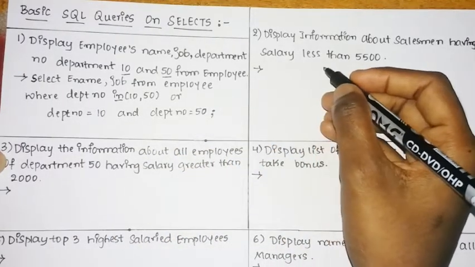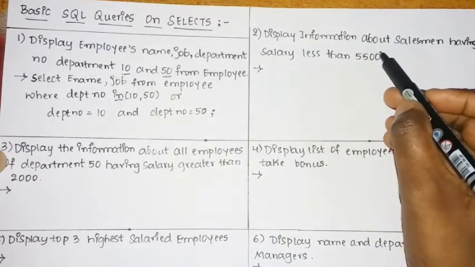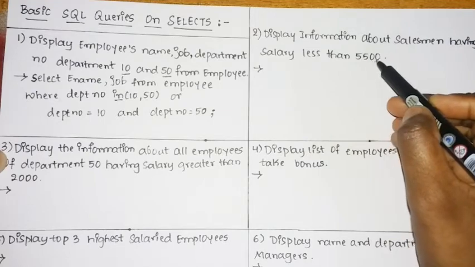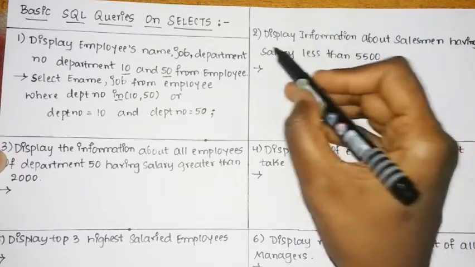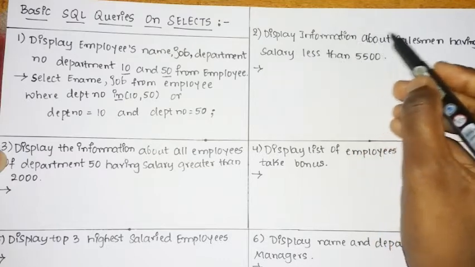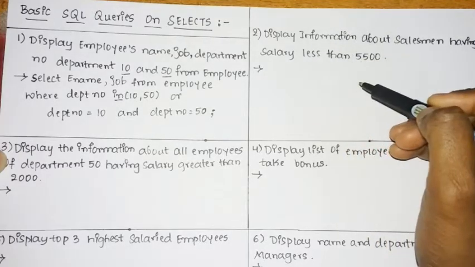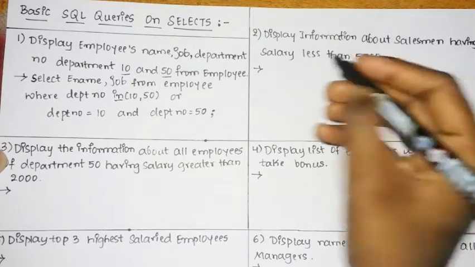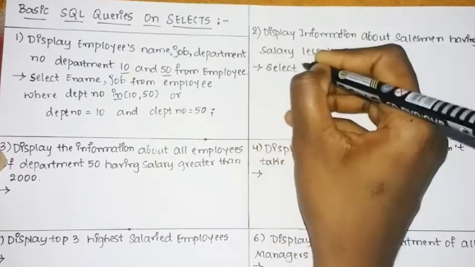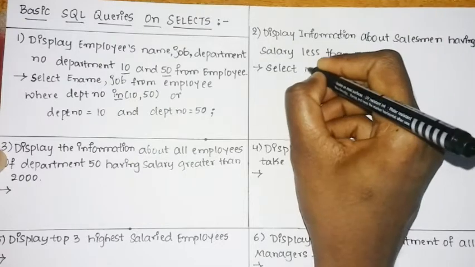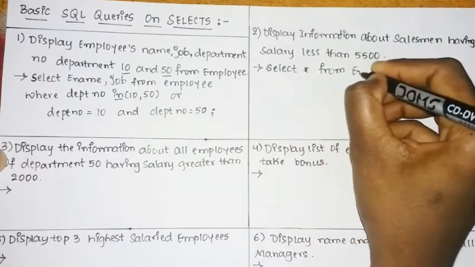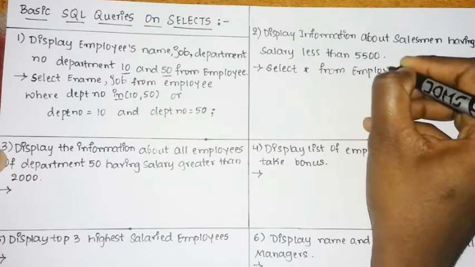So next we shall see one more type of query, like display the information about the salesman having the salary less than 5,500. Which means you're going to display the information. So you're going to use a select clause and you need to display the entire information. So you need to select, so select star from employee. So here it will select the entire table.